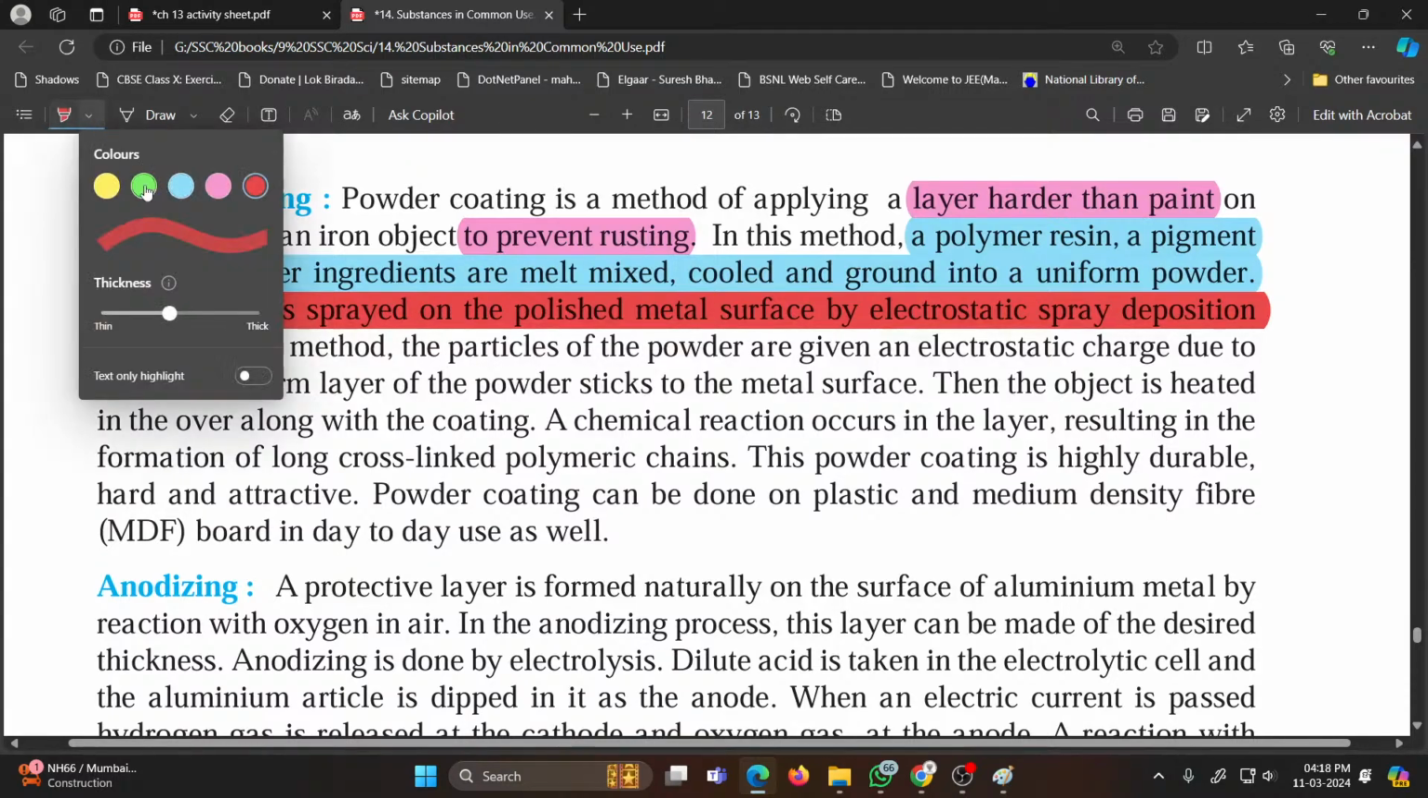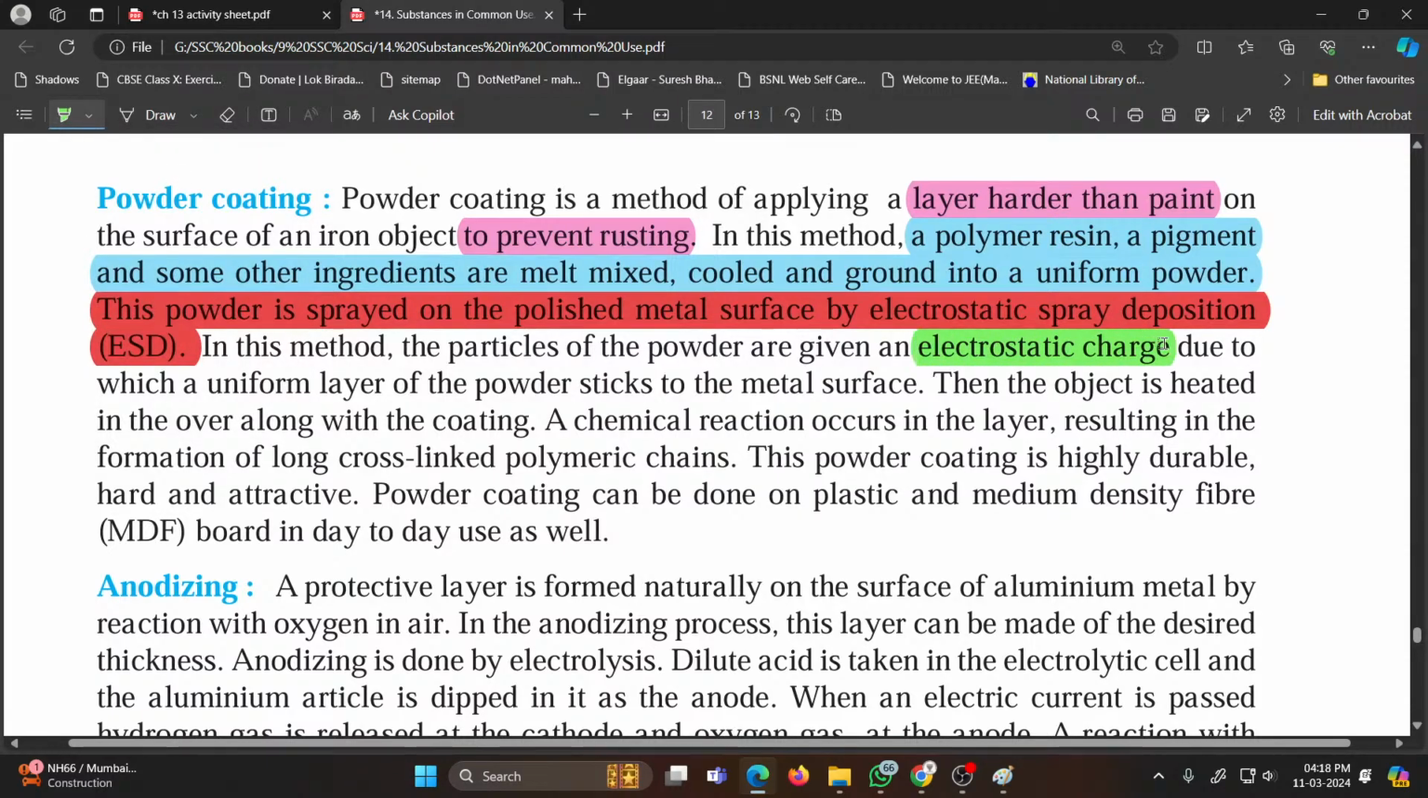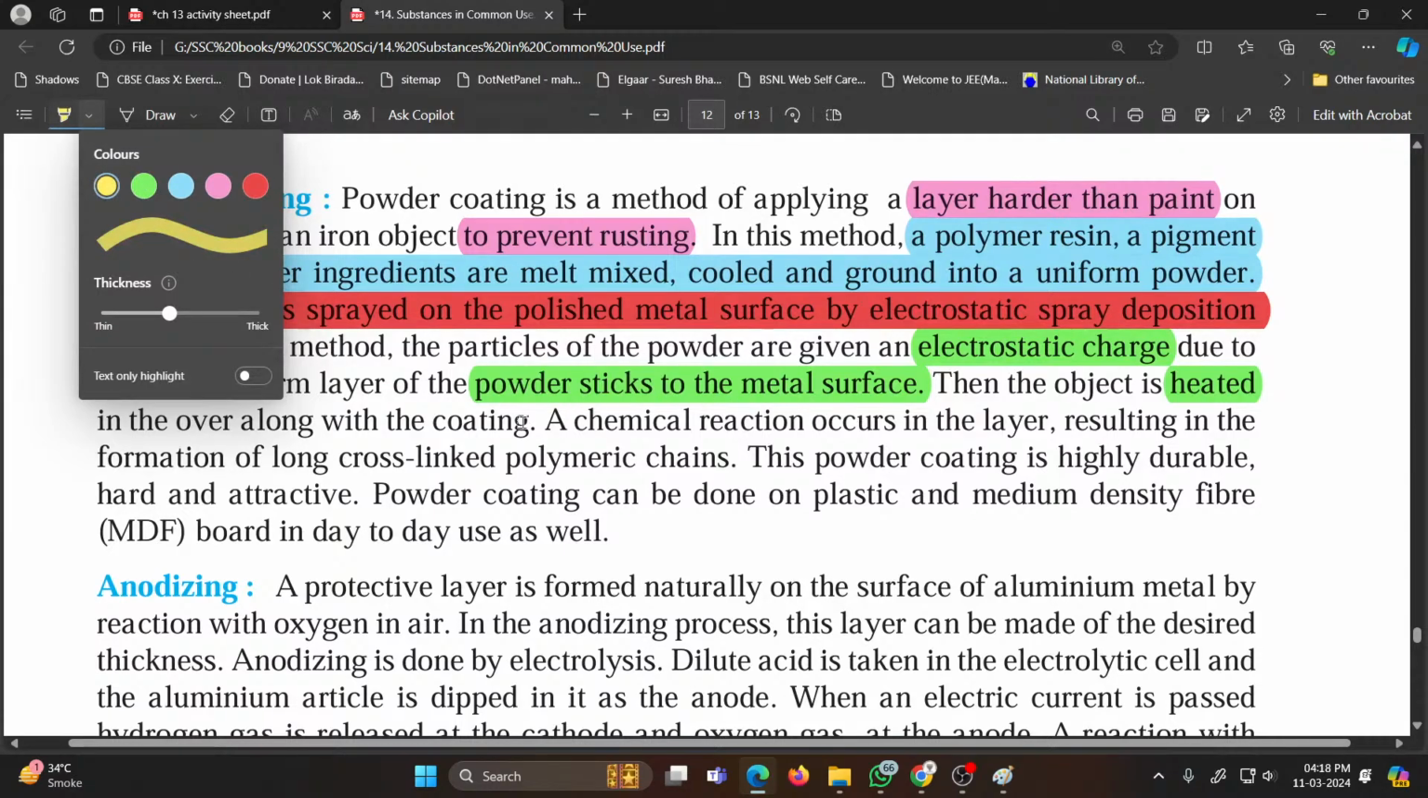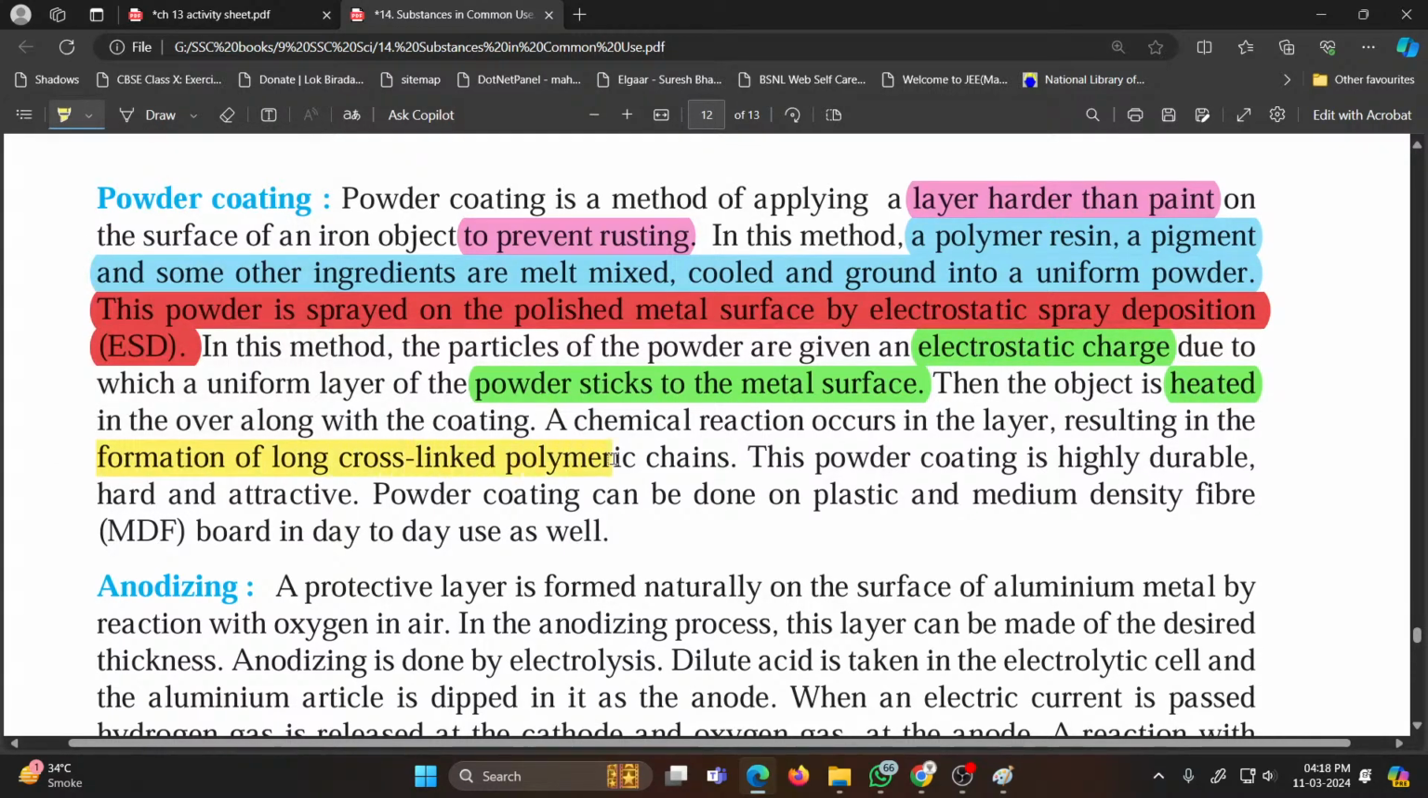So in this method, the electrostatic charge is given to the surface so that the powder sticks to the metal surface. Then the object is heated so that the polymerization takes place inside it, and the formation of long cross-linked polymeric chain, which is highly durable, hard and attractive, is formed. It is used for coating plastic and MDF board as well.